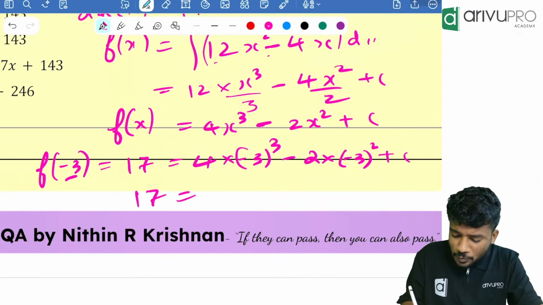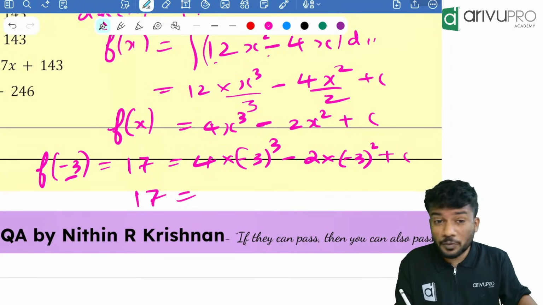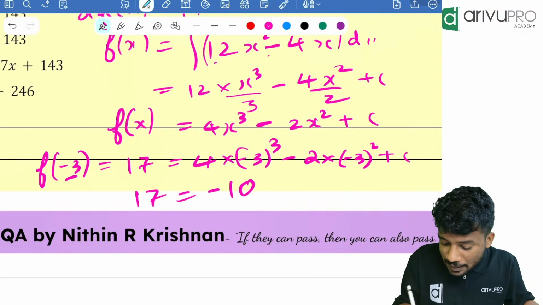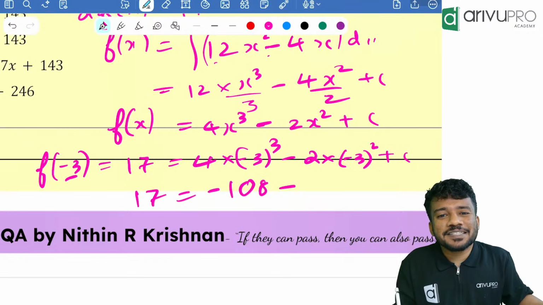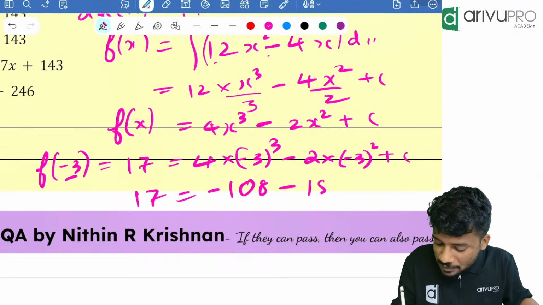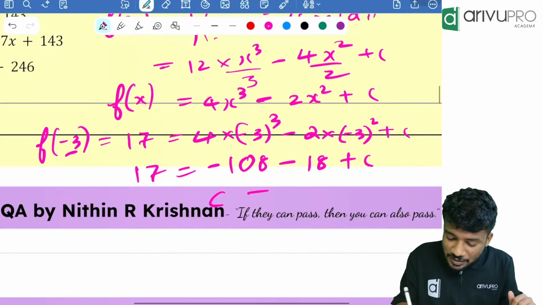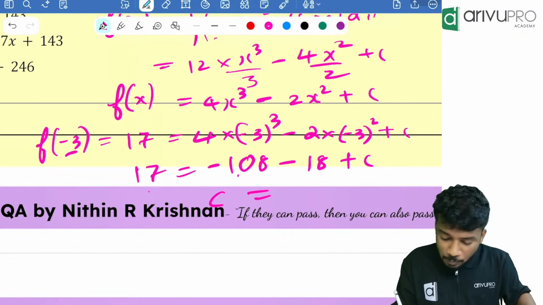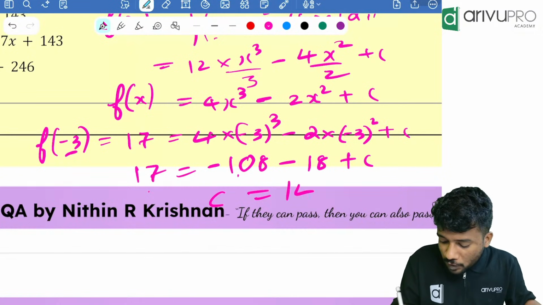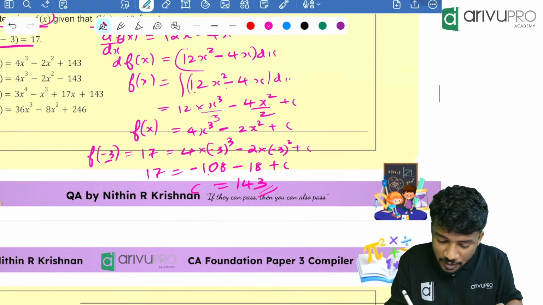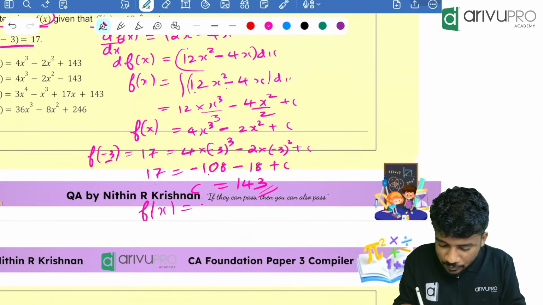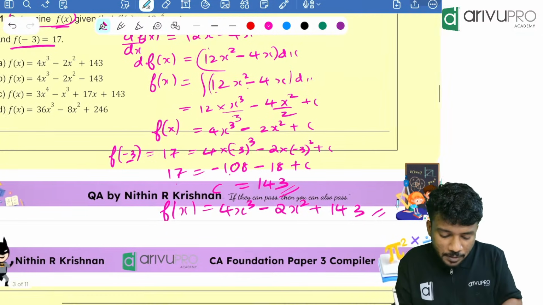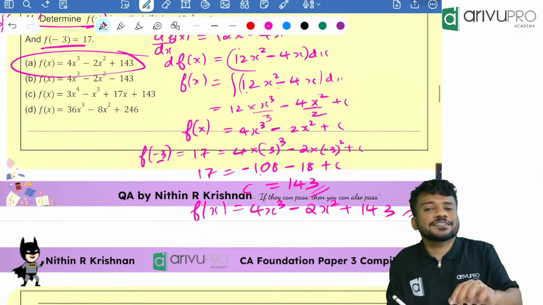From this, 17 is equal to what? 3 cube is how much? 27. So minus 3 cube is minus 27. 27 into 4 is equal to 108. So minus 108, minus 9 into 2 is how much? 9 into 2 is 18. So minus 18 plus c. From that, c is equal to how much? Take this to the other side. So c will become 17 plus 108 plus 18, which is equal to 143. So c value is 143. Now we need to check: f of x is what? 4x cube minus 2x square plus 143. Which option? Plus 143, option A is the answer. Got it? Yes.